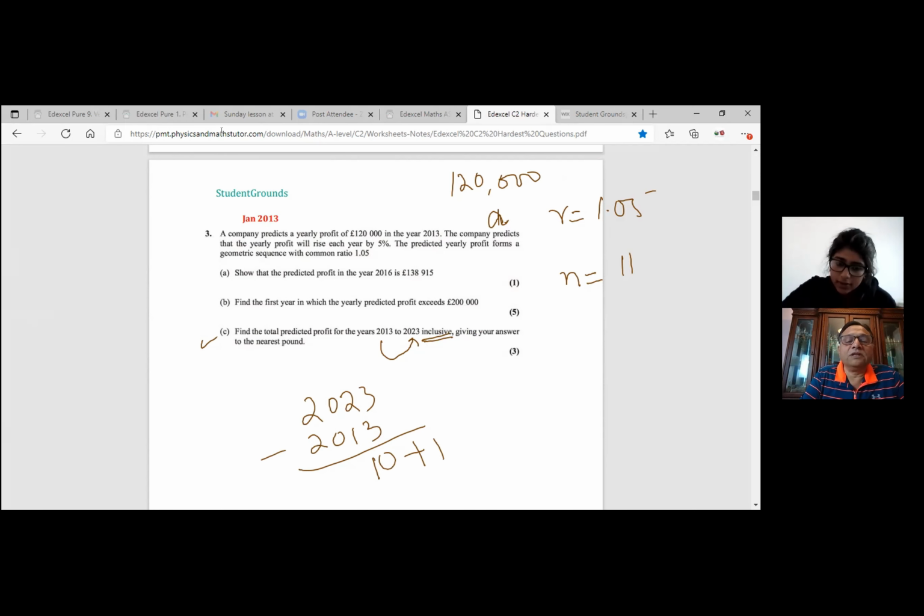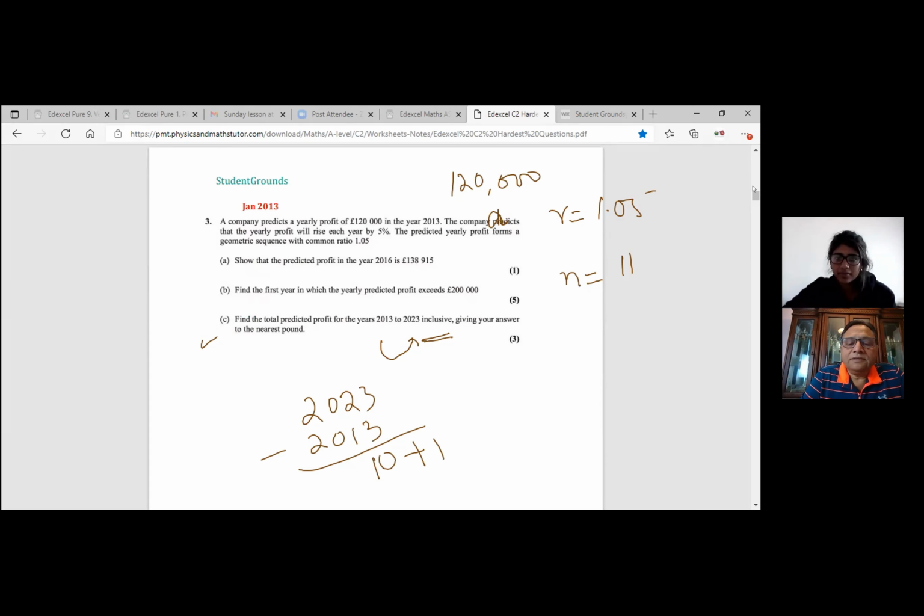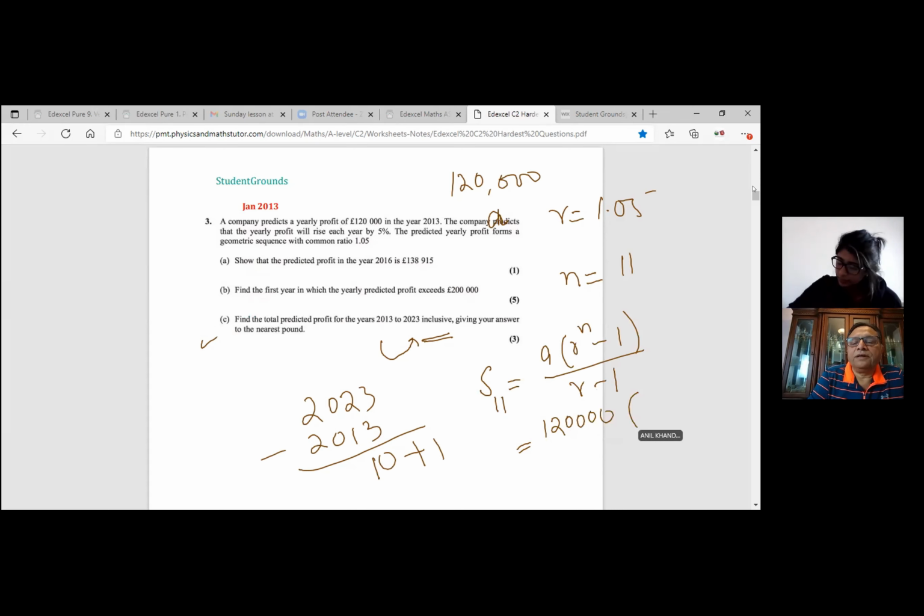You could make these mistakes, correct? Now, what is your formula? Amy, do you understand? The value of n should be 11, right? So now let's apply the formula. The sum of 11 terms equals A times r to the power of n minus 1, over r minus 1. A is given to us as 120,000. R is 1.05, so 1.05 to the power of 11 minus 1, over 1.05 minus 1. Calculate this value.